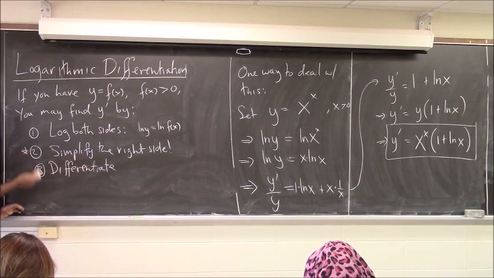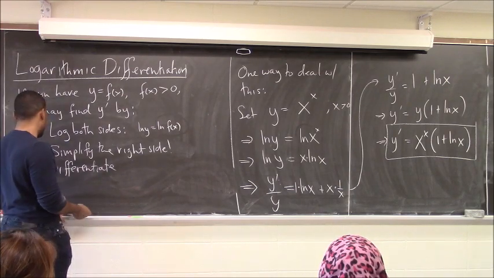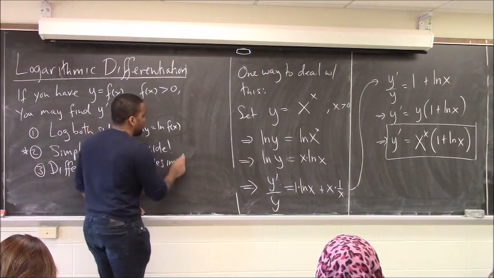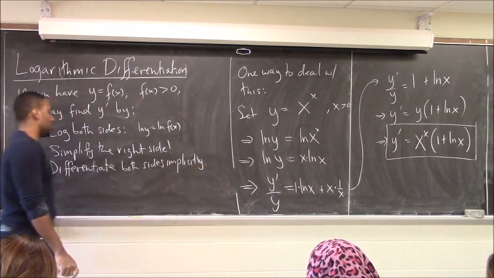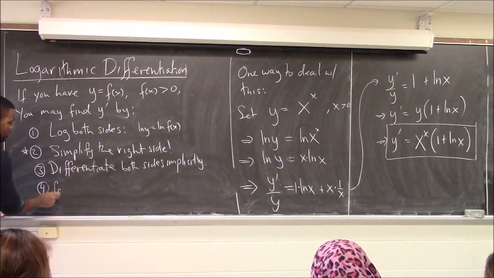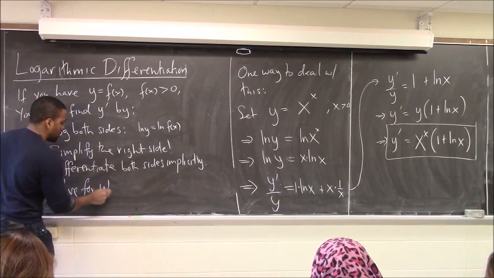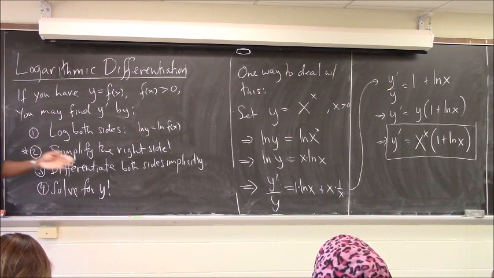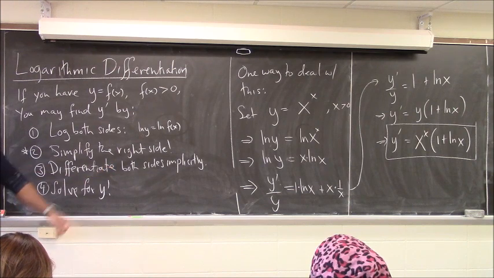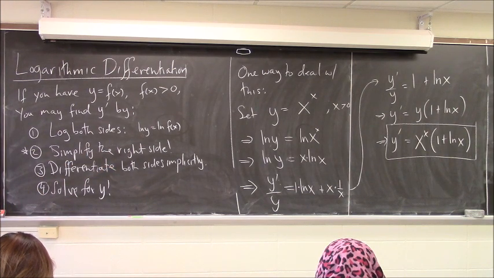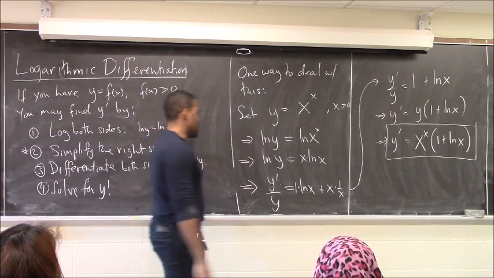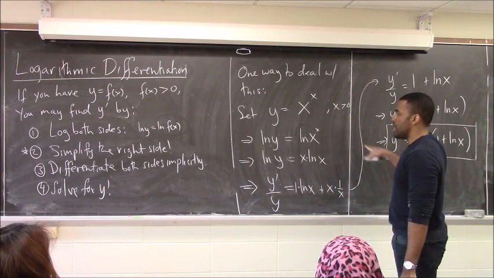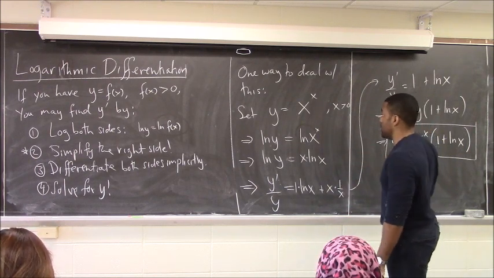This is the whole point of doing this in the first place, so you can simplify stuff. Let's put that out as a step on its own. Differentiate both sides implicitly, and then at the end of the day, you solve for y prime. In this technique, it'll always turn out to be you multiplying the original function by whatever's the derivative of the right side. So you can always think of the answer as the original function times f prime over f, whatever that happens to be.